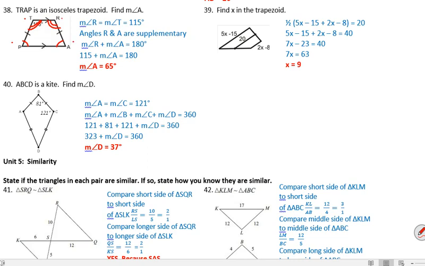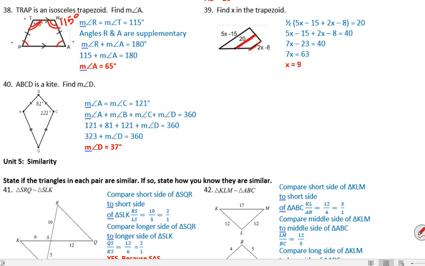When I add R to A, it's supplementary. So that's how I can solve for P. And if I solve for P, I know that this one's 115 up here, right? Then when I add those two together, R and A, they have to be 180, so that's how I got A.